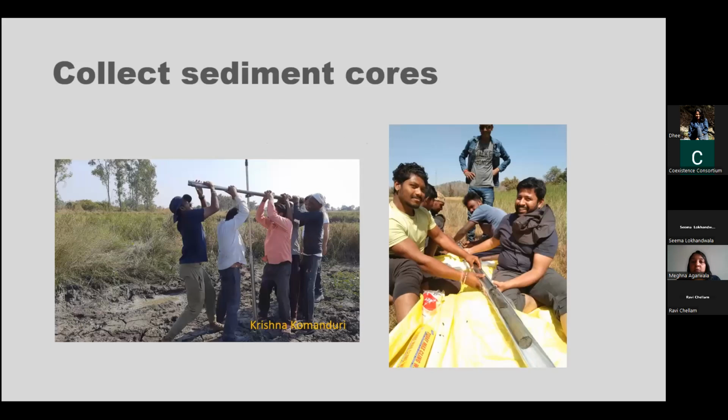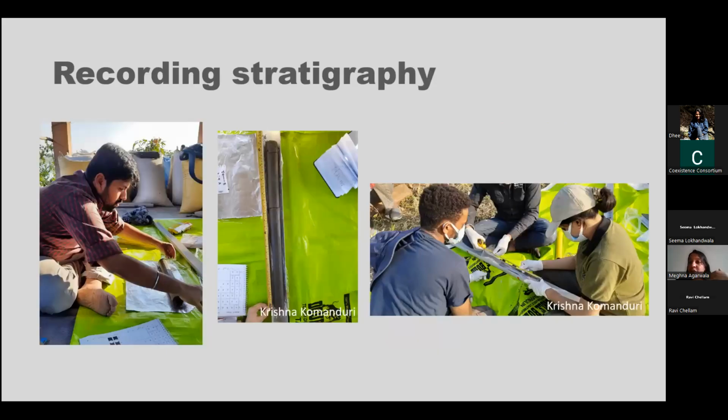So what we did was, in central India, we went and took some cores. Here you can see the lake has dried up, so it's really easy for us to core. Then the core comes out, and you can see we're really happy we've extracted this smooth cylindrical core. Then we record some stratigraphy, which is the geological conditions, the deposit type, etc.